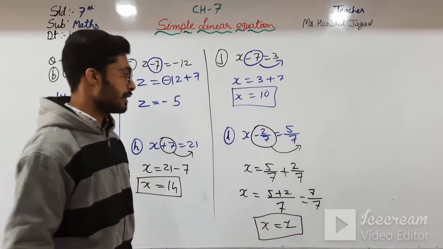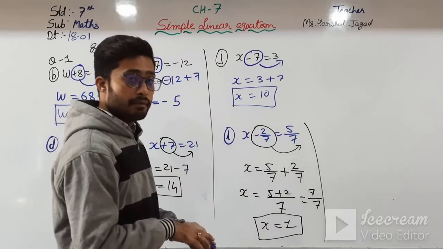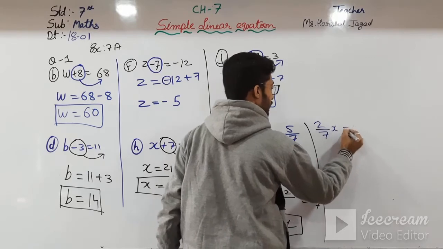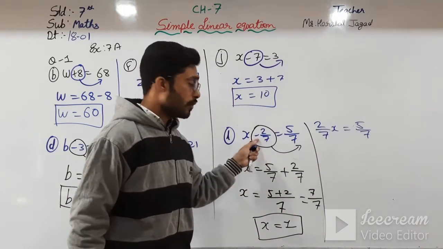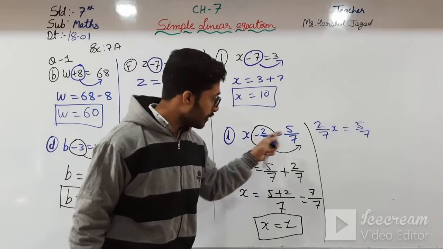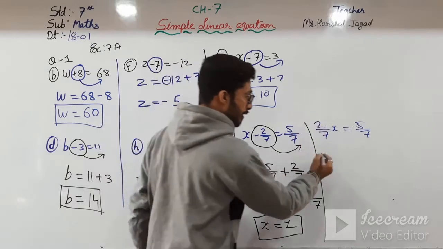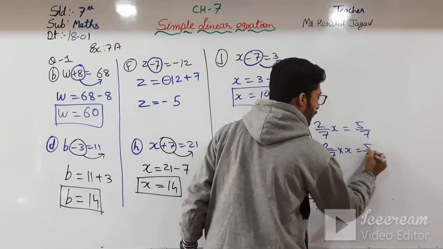And in another case, if it is given 2 by 7 X is equal to 5 by 7, then here it was a subtraction sign, so when it goes toward this side it becomes addition. But here it will be 2 by 7 into X is equal to 5 by 7.